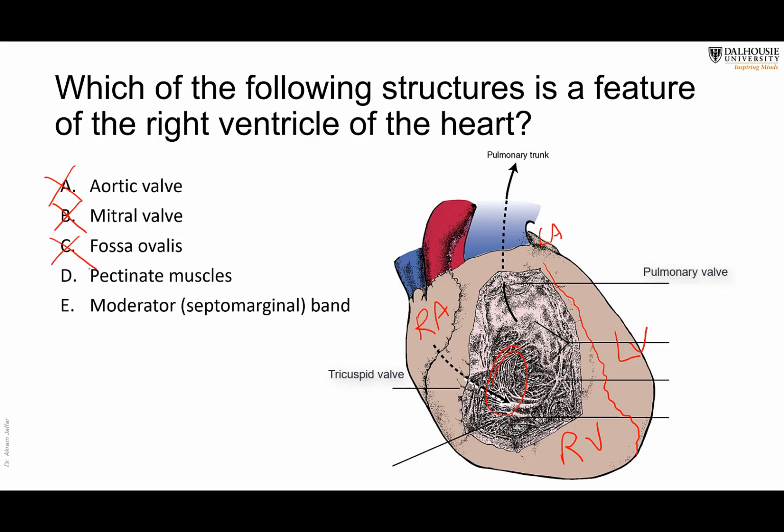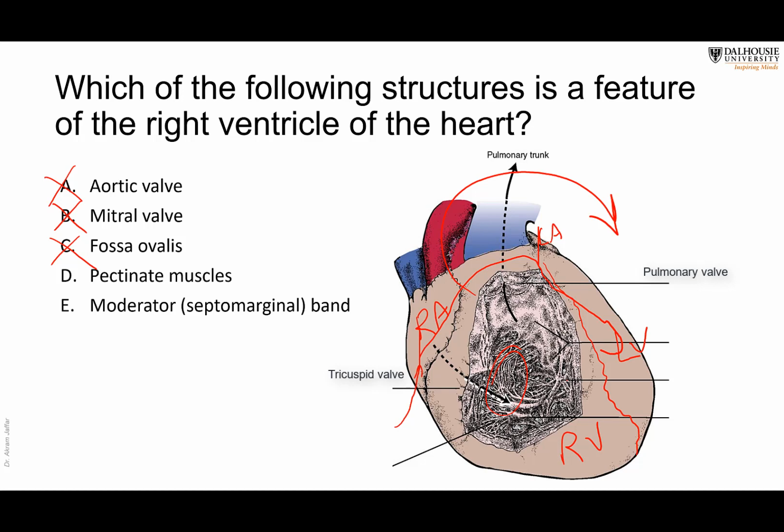Fossa ovalis allows the passage of oxygenated blood that comes through the placenta from the mother, through the inferior vena cava, and then passes into the right atrium, then the left atrium, then the left ventricle, and then the aorta. So most of the blood will pass through fossa ovalis without the need to go from the right atrium to the right ventricle, because the lung is not inflated in the embryo and no oxygenation of blood is going to take place.